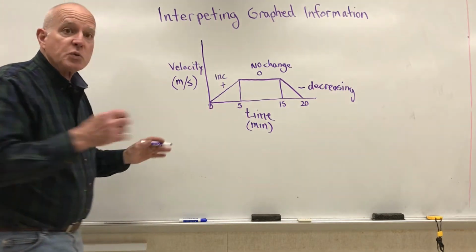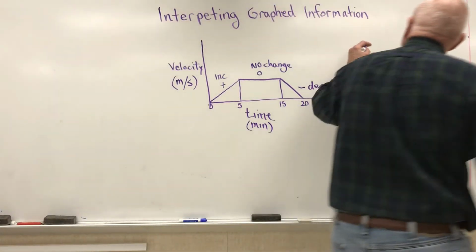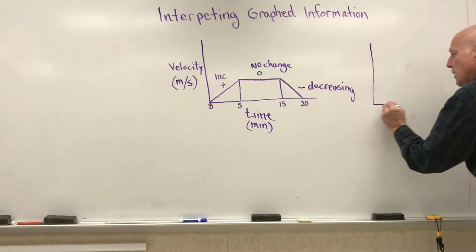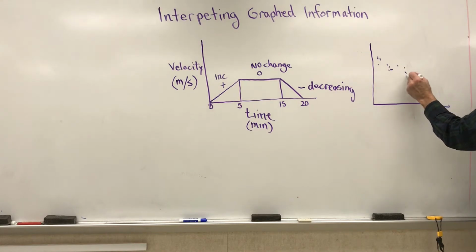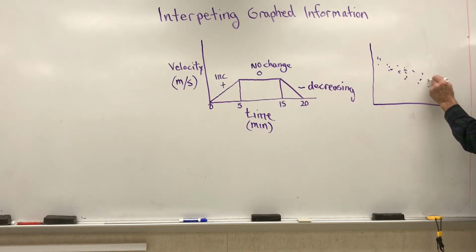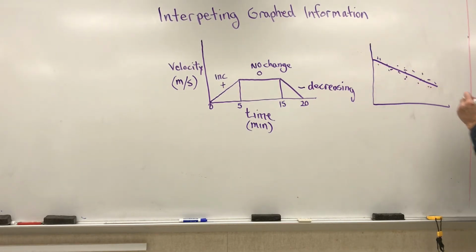Now, sometimes we're going to see plots that have a different meaning. As an example, when I collect real data, I can have a plot that has data points that are scattered. A lot of the time in science, we're going to draw a best fit line through the data to try and understand what's going on.